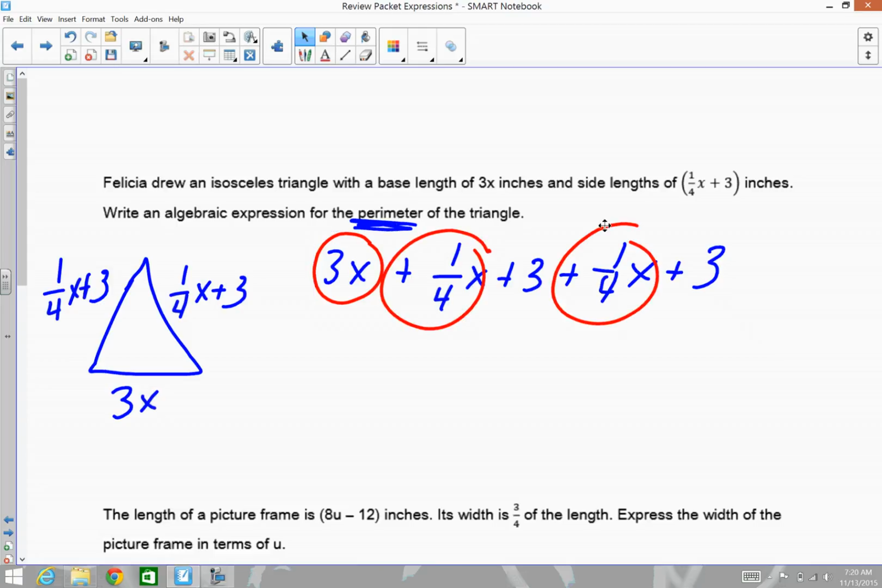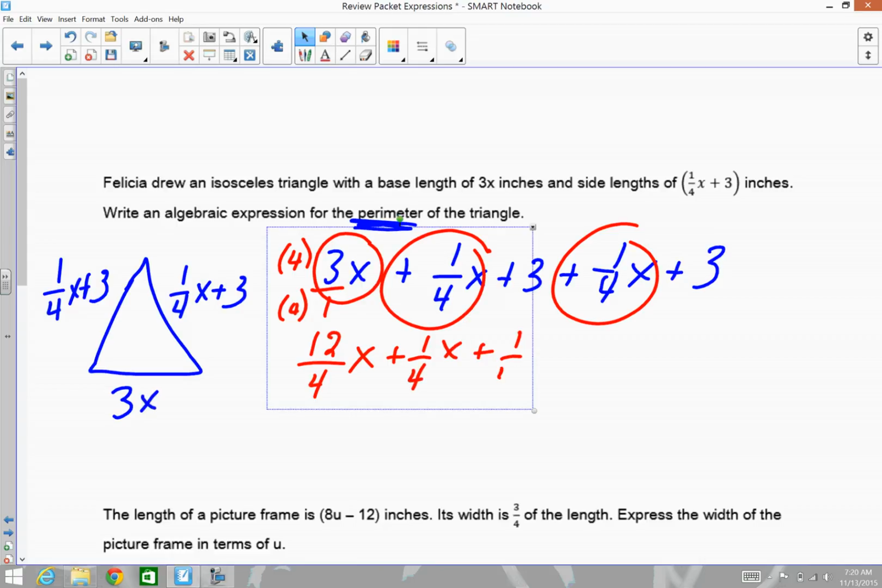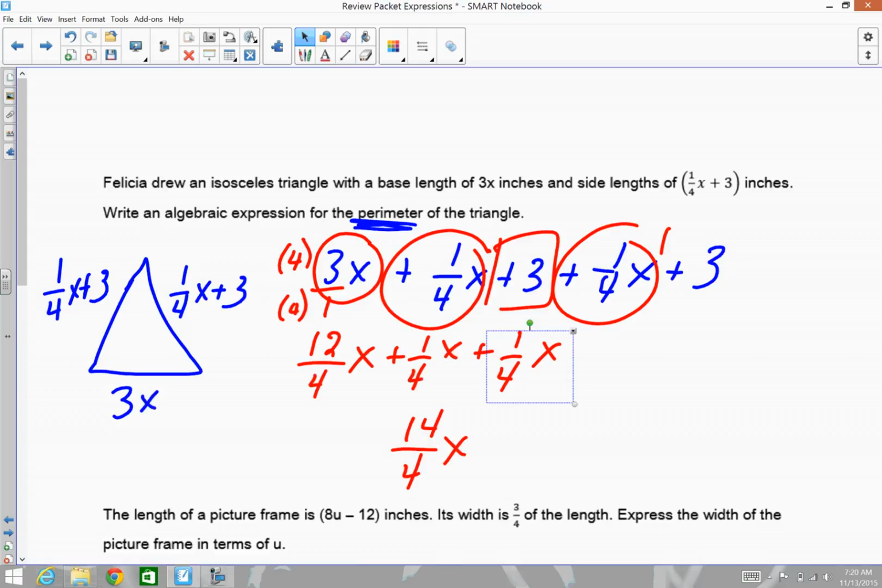we need common denominators. Okay, what's common between these is 4, so if I put this over 1 and multiply by 4, I should be all set. So we should have 12 over 4x plus 1 over 4x plus 1 over 4x, which gives you 14 over 4x, and then we also have the 3 plus 3, which is 6. Okay, and we were measuring in inches, so that is what our label will be.